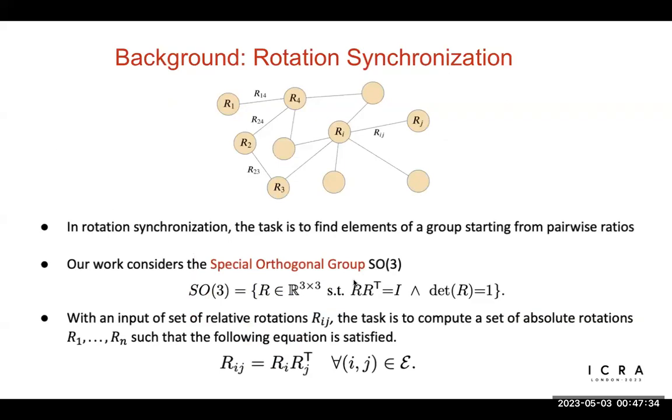Let's look more deeply at what rotation synchronization is about. Rotation synchronization is an instance of the more general synchronization problem, where the task is to find elements of a group starting from pairwise ratios. In our work, we are concerned with the special orthogonal group, whose elements are rotations in 3D space. So, given as input a set of relative rotations, the task is to compute a set of absolute rotations such that the following constraint equation is satisfied.